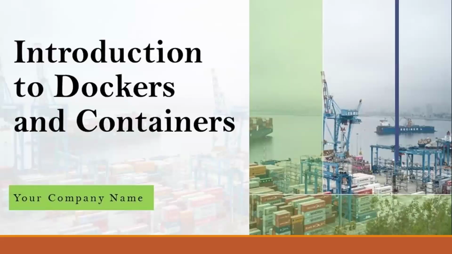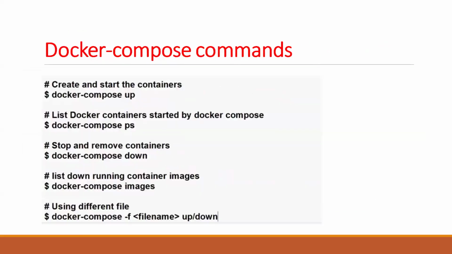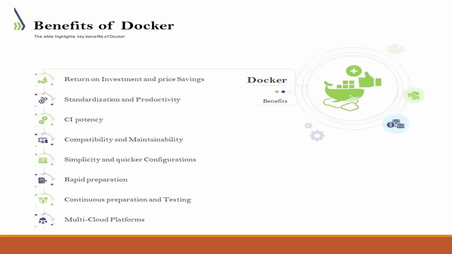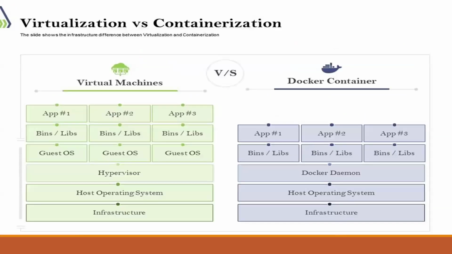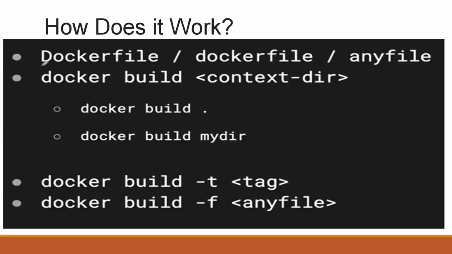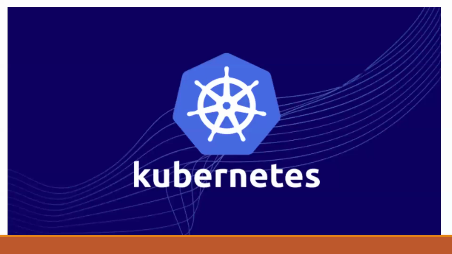So that is the reason Docker Swarm comes into the picture. But Docker Swarm has some drawbacks. That's the reason Kubernetes comes into the picture. Guys, understood?